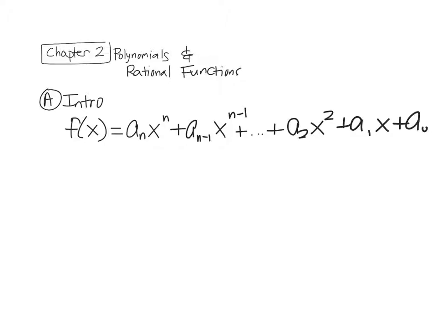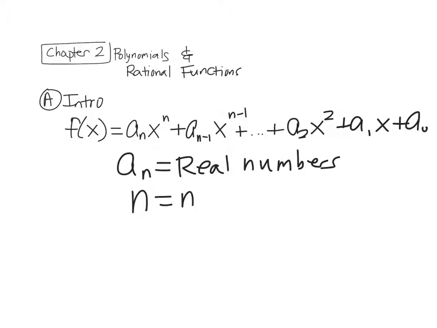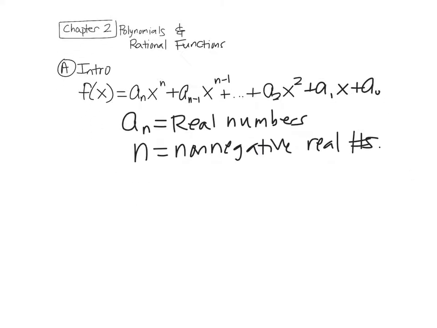You could have a quadratic, a quartic, a cubic. Remember all those words that you learned in Algebra 2? Now, what do all these mean? Well, the a sub n, those are all real numbers. And the n's all have to be non-negative, so whole numbers. Okay? So if you're going to be a polynomial, you know what polynomials look like, I hope.